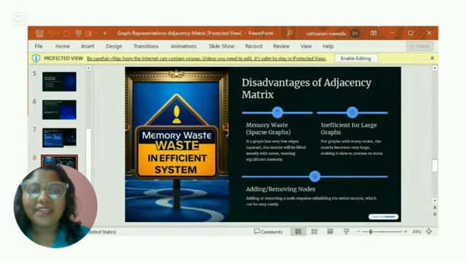Now let us look at the disadvantages. First disadvantage, it uses a lot of memory for sparse graphs. If a graph has few edges, many cells will contain 0, which wastes memory. Second disadvantage, for large graphs, the matrix becomes very large. Third disadvantage, adding or removing nodes is expensive because the entire matrix must be rebuilt. So it is not always the best choice.